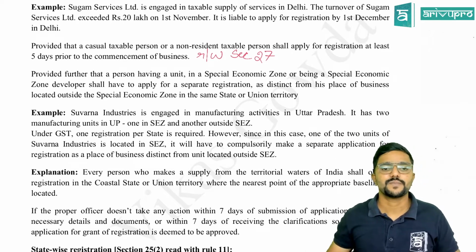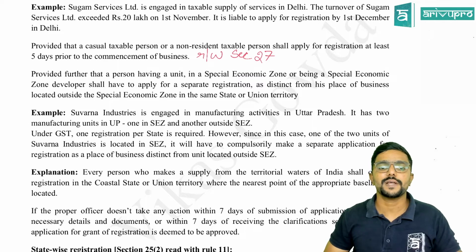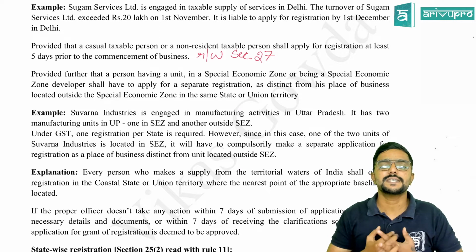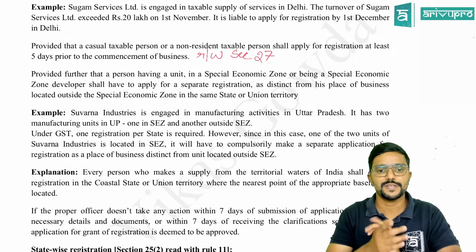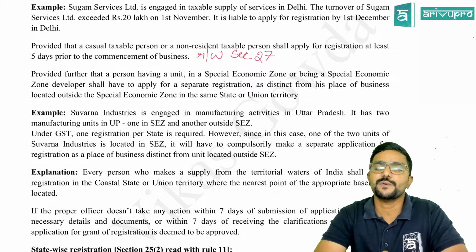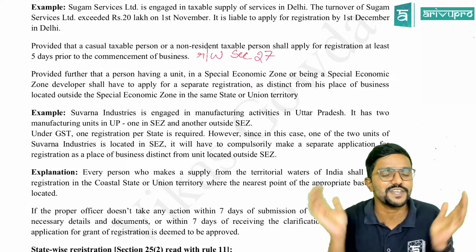Provided further that a person having a unit in a special economic zone or being a special economic zone developer shall have to apply for a separate registration as distinct from his place of business located outside the special economic zone in the same state or union territory. What are they trying to tell in this point? Interesting, guys. So please pay attention here.